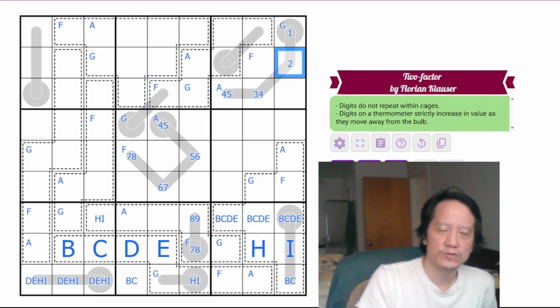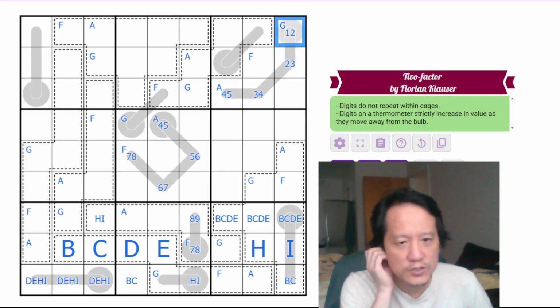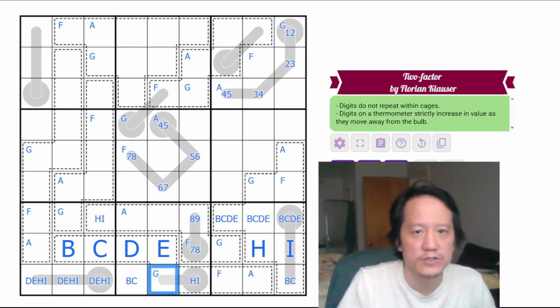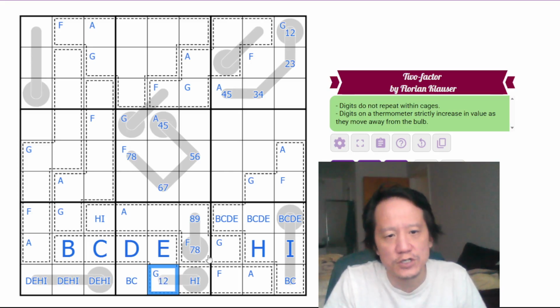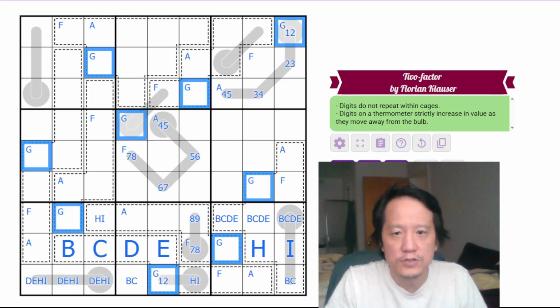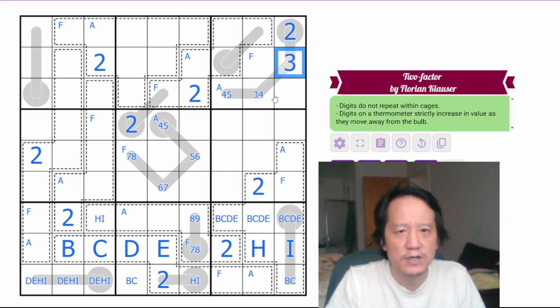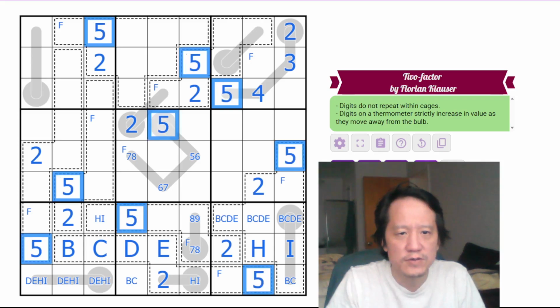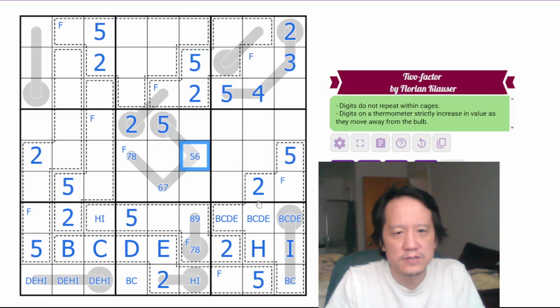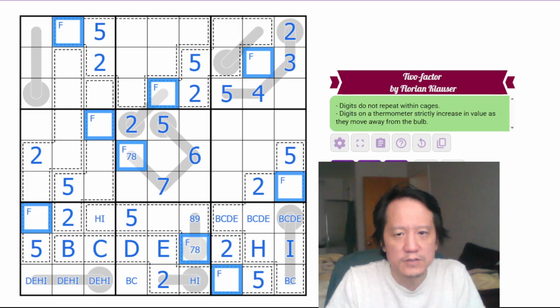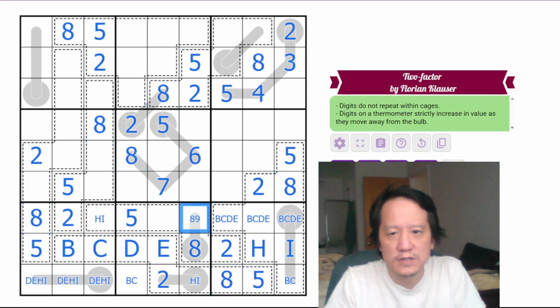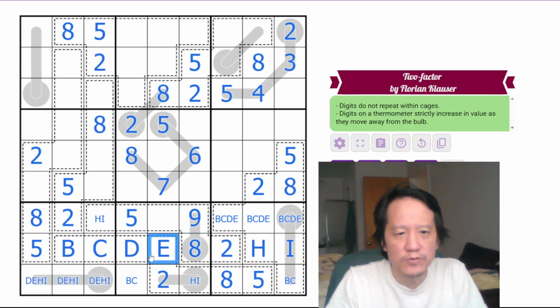5, 3, 4, 2, 3, 1, 2. G is greater than another digit. So that means G's are all 2's. So G's have to be 2's. That means this is 3, 4. All the A's must be 5's. That makes this 6, 7. All the F's must be 8's. And that makes this 9. So then we can remove all the letters for everything else.